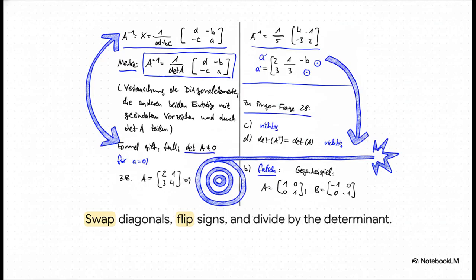Let's look at this concrete example. Top row is 2, 1. Bottom row is 3, 4. The determinant is 2 times 4 minus 1 times 3, which gives us 5. So we pull 1 over 5 to the front, we swap the 2 and the 4, and make the 1 and 3 negative. And honestly, just like that, you've got your inverse. Memorize this formula, guys. It is a real game changer that will save you so much time on the test.